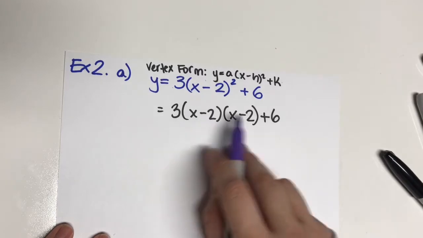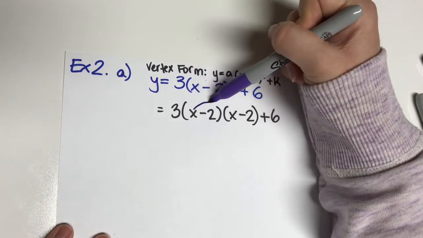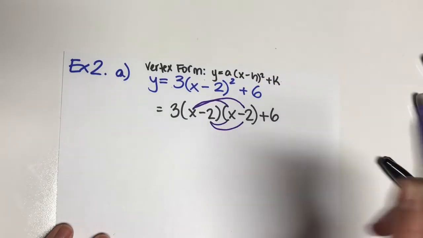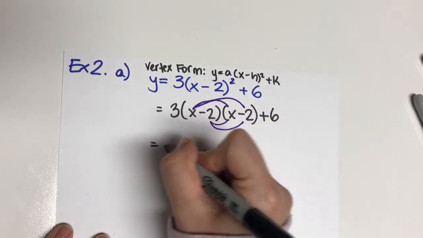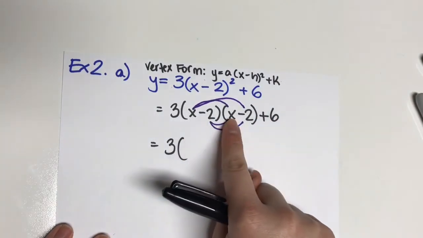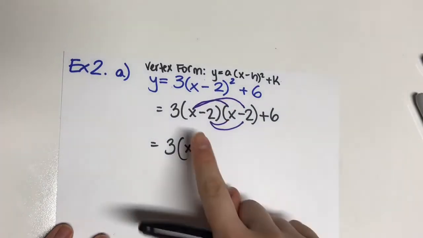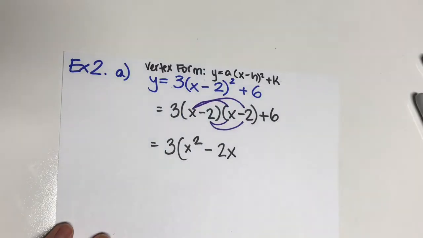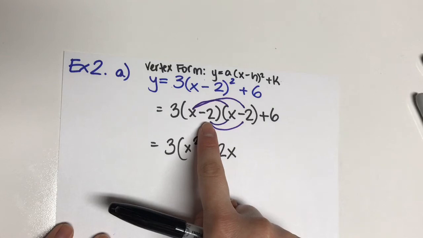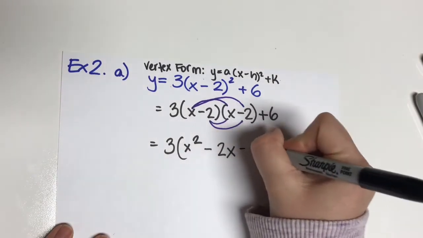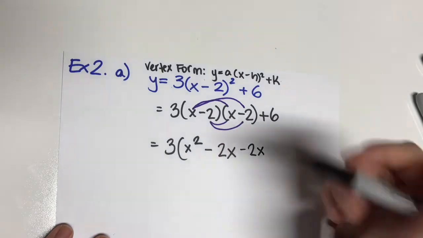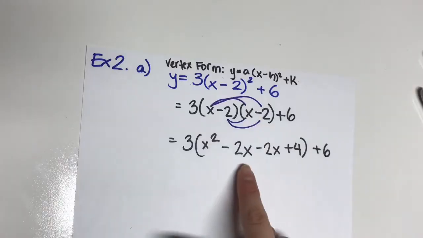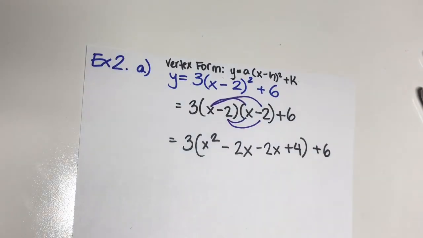Remember, expanding binomials is kind of like doing the distributive property twice. I'm going to do the distributive property with x, and then I'm going to do the distributive property with the negative 2. So that'll give me x times x is x squared. X times negative 2 is negative 2x. And then I'm going to multiply by the negative 2. Negative 2 times x is negative 2x. And negative 2 times negative 2 is positive 4 plus 6.